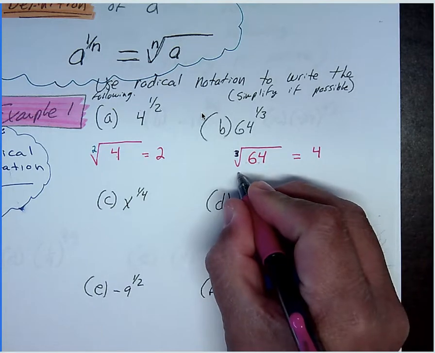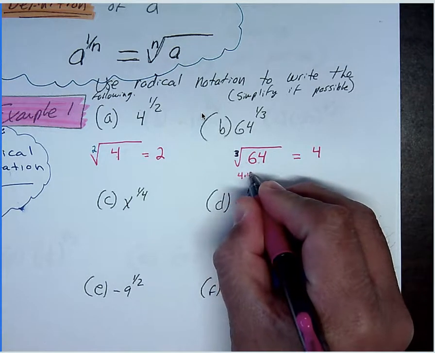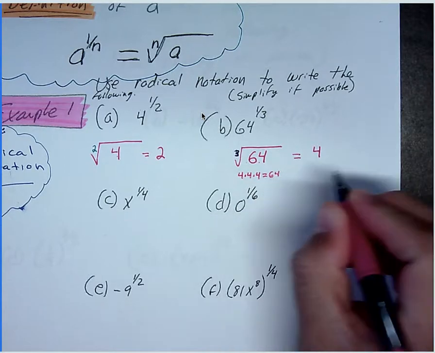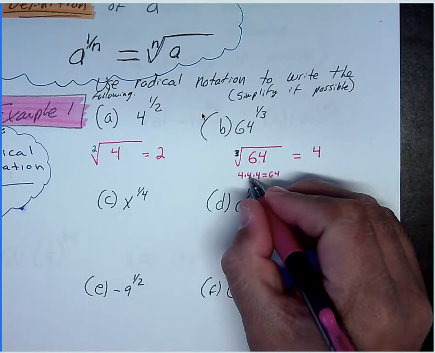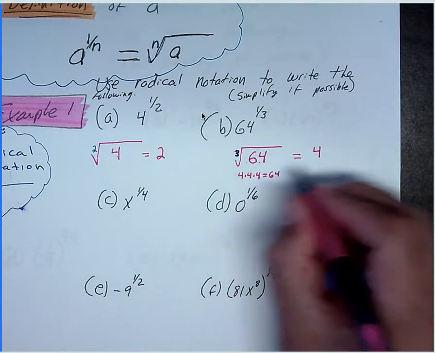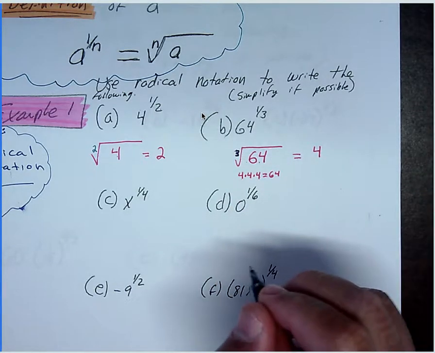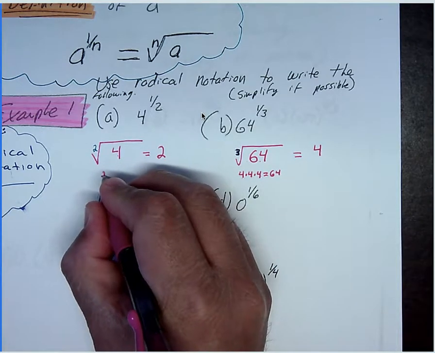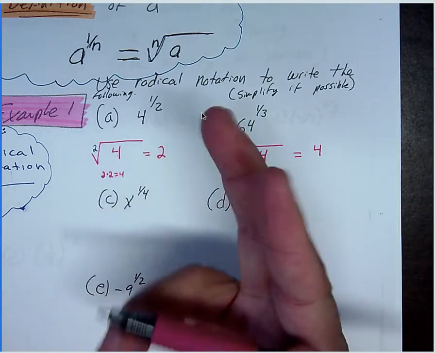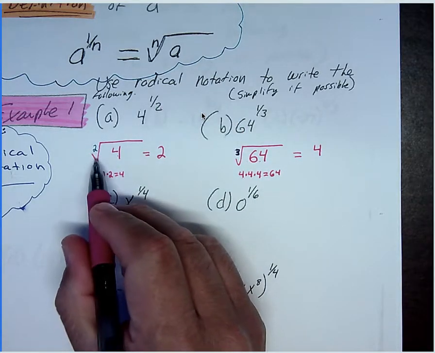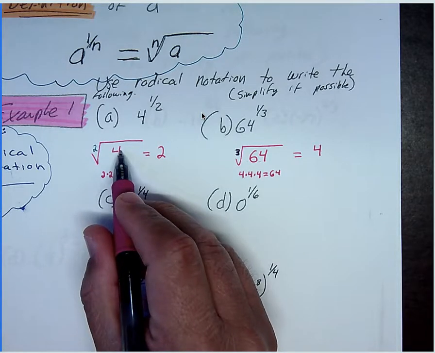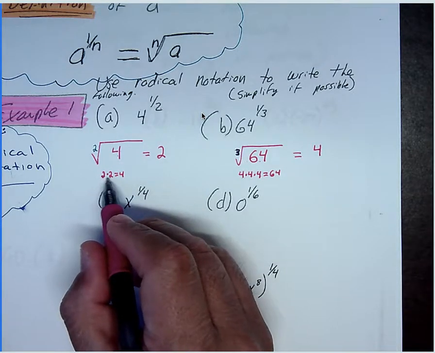4 times 4 times 4 gives you 64. That's why the cube root of that number would be 4. Cube, 3 times: 3 times the 4 gives you that number inside, so the cube root would be 4. Same here: 2 times 2 gives you 4. Square root means 2 numbers, so twice. If you multiply the same number twice, it gives you that number inside, so the square root of that number would be 2.